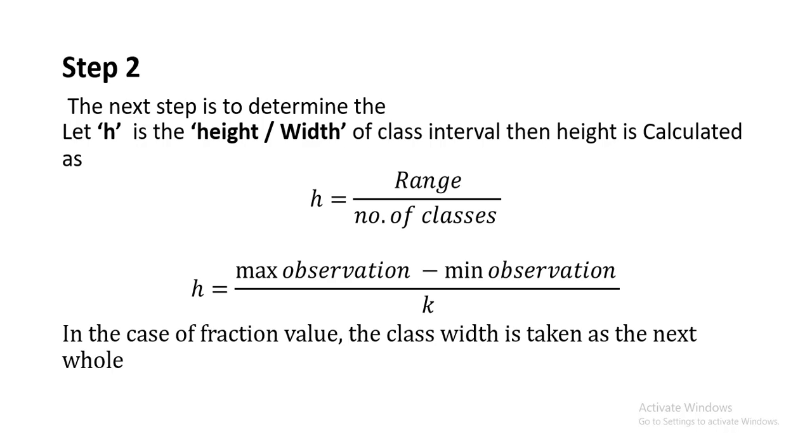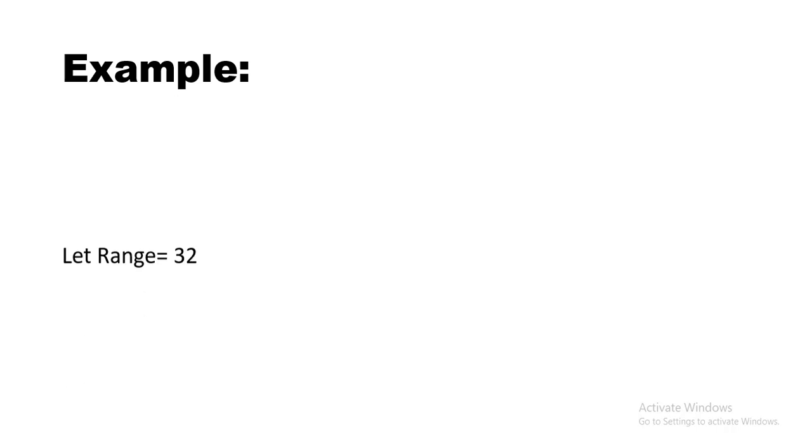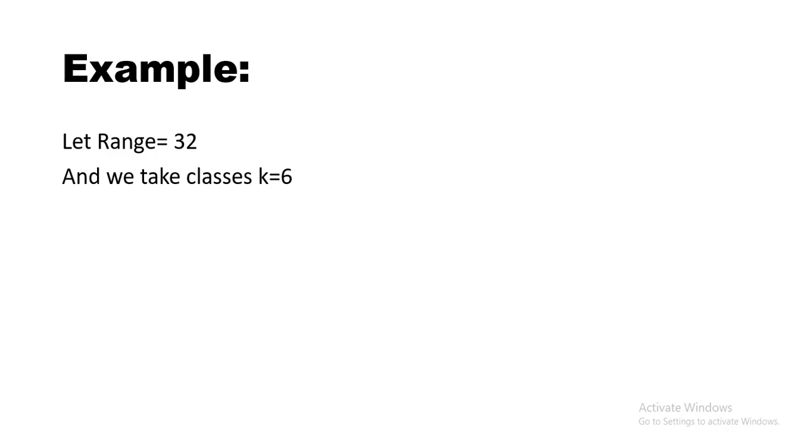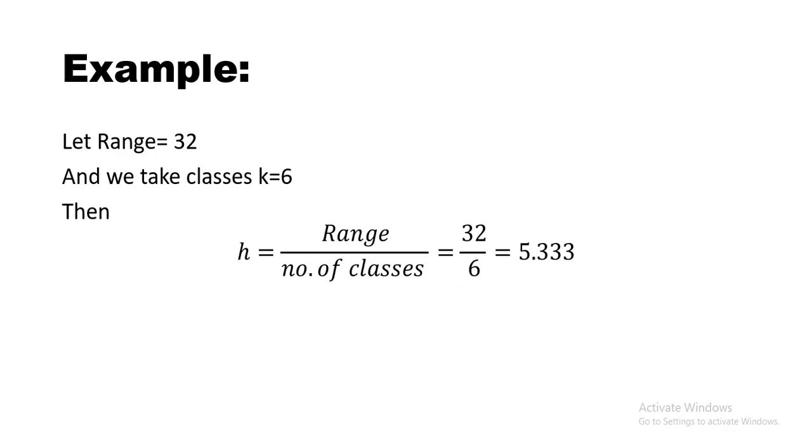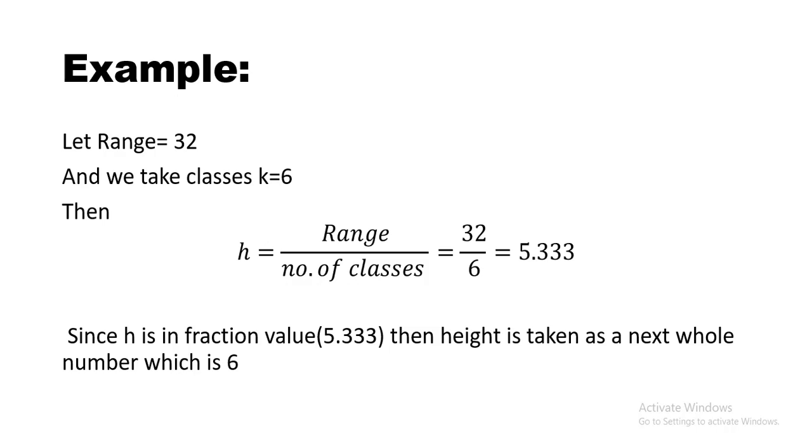If we calculate the height and it comes out as a fraction, the height is always taken as the next whole number. So if 5.3 is given, we will take the height as 6. For example, let the range of some data be 32, and we want to divide that data into 6 classes. Then height is range divided by number of classes: 32 divided by 6 is 5.33. The next whole number is 6, so we will take the height as 6.